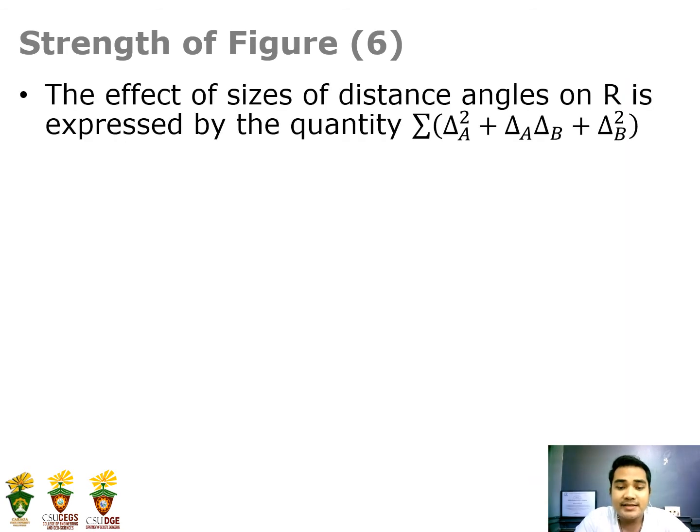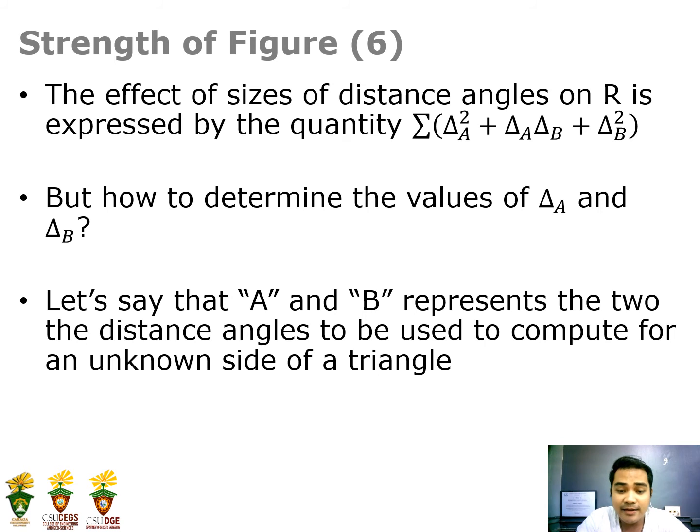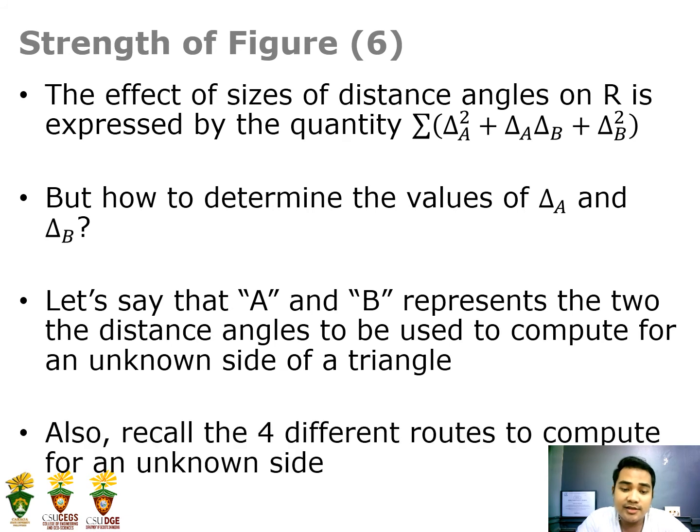The effect of sizes of distance angles on R is expressed by the quantity summation of change in A squared plus change in A times change in B plus change in B squared. But how do we determine the values of change of A and change of B? Let us say that A and B represent the two distance angles used to compute the unknown side of a triangle. As discussed last time, in every triangle there are two distance angles, namely A and B. Let us also recall that there are four different routes to compute for an unknown side.